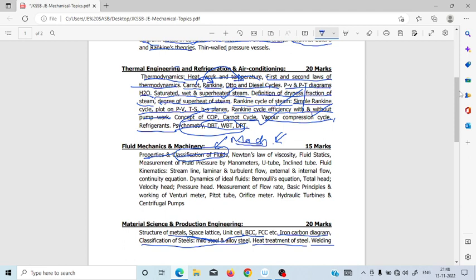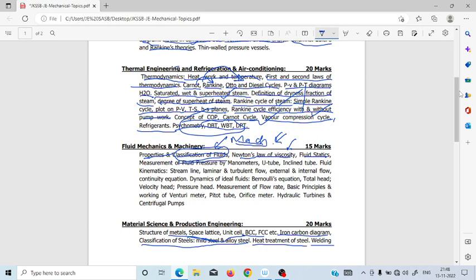Then we'll be discussing Newton's law of viscosity. In Newton's law of viscosity, it's basically a stress and strain kind of relationship, and it's basically a numerical part. The objective questions asked are numerical in nature. Then we will be discussing fluid statics.